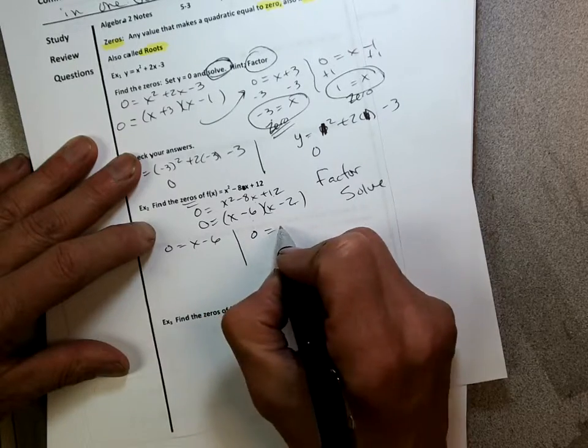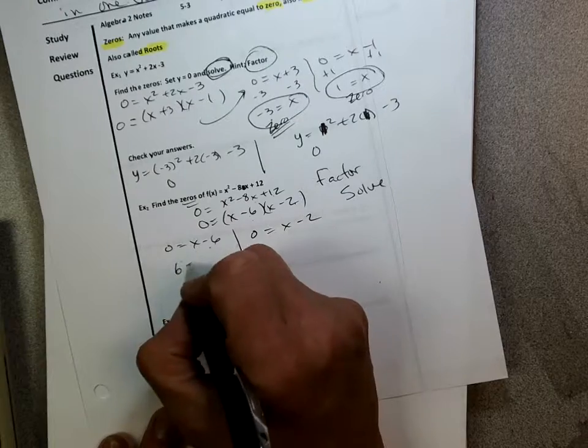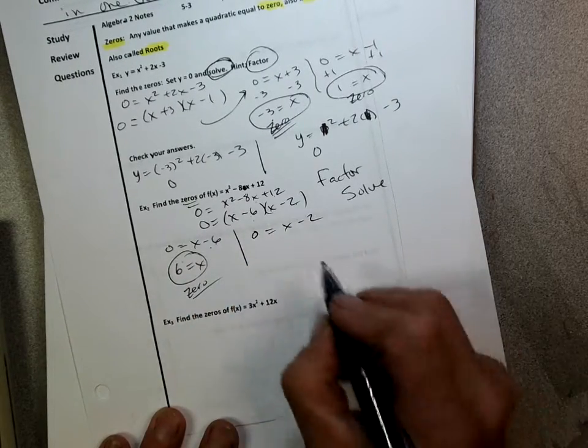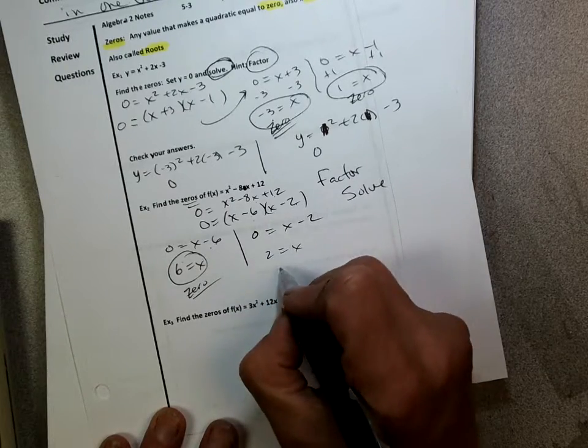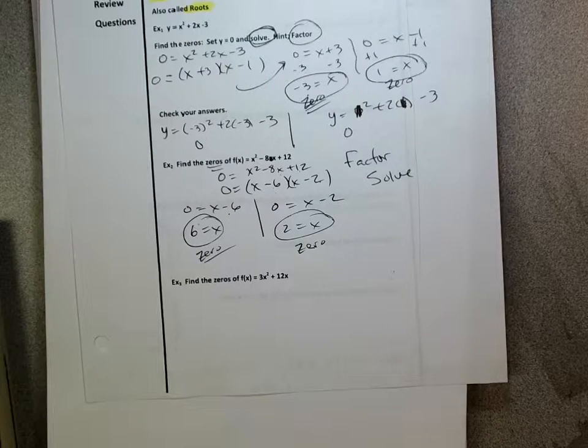And we'll take our x minus 6 and set it equal to 0. Plus 6, one answer is 6. That is a 0. Plus 2, x equals 2 is a 0. Okay, we just have to factor and solve.